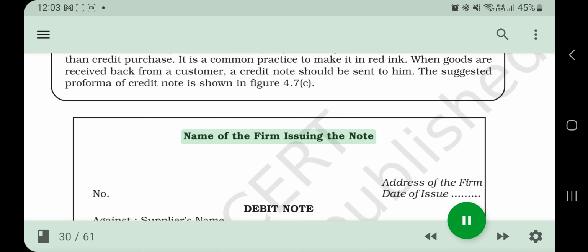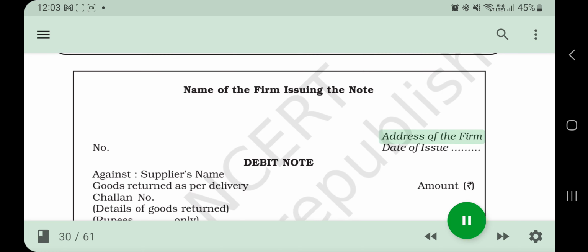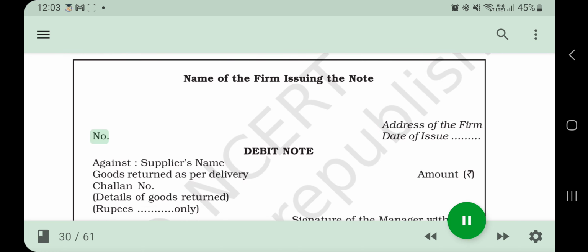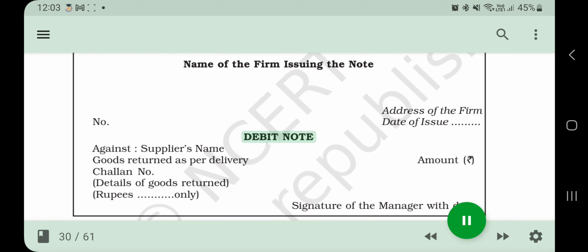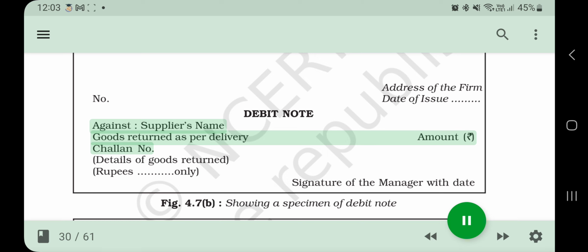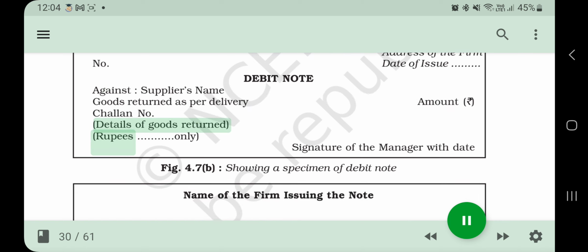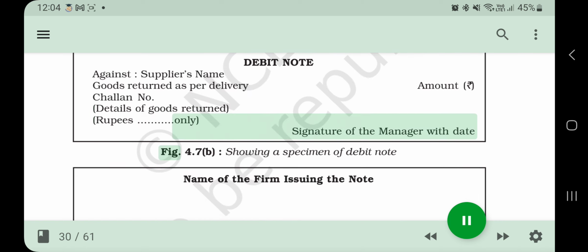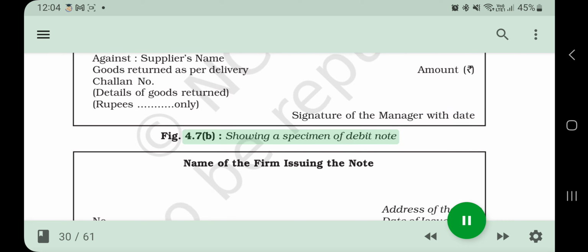Name of the firm issuing the note. Address of the firm. No. Date of issue. Debit note. Against, supplier's name, goods returned as per delivery, amount, Challan no. Details of goods returned, rupees only. Signature of the manager with date. Fig. 4.7b, showing a specimen of debit note.